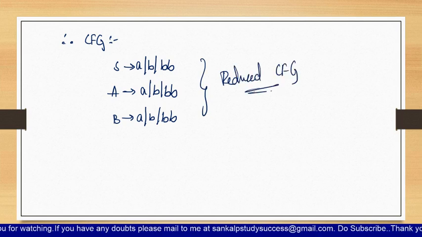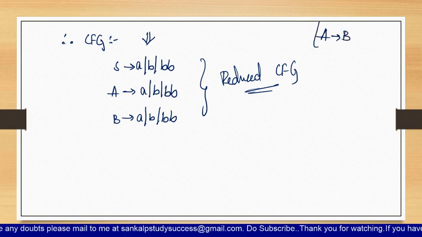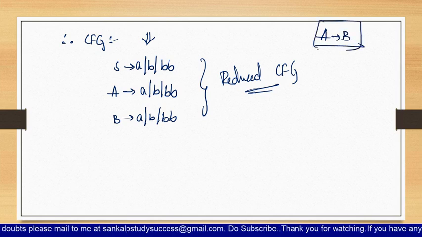How have we reduced the context-free grammar? From unit productions. That means there are no unit productions in this context-free grammar if you observe. Correct? There is no production which is in the form of A tends to capital B. So this is nothing but the reduced context-free grammar. So in this way we use three different methods, where the first one is elimination of useless symbols, the second one is elimination of epsilon productions, and the third one is elimination of unit productions. So in these three methods you can reduce your context-free grammar.